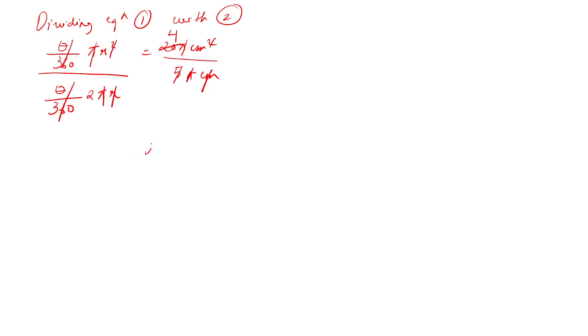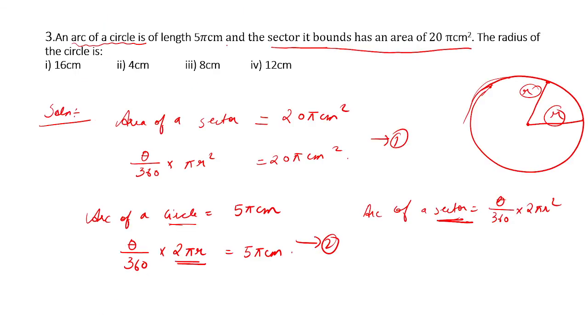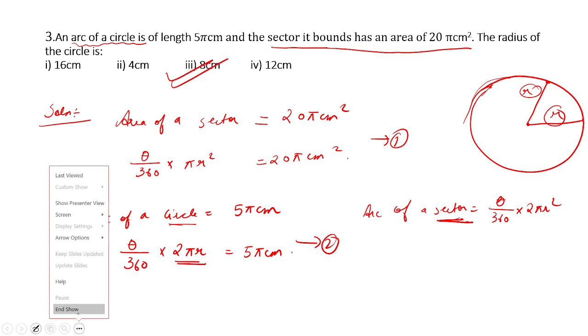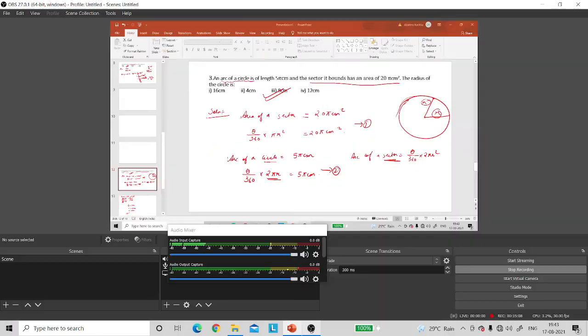So you're left with r by 2 equal to 4 centimeter. So r will become 2 into 4 centimeter. So radius will become 8 centimeter. So that is option number 3. Clear? We have been asked to find the radius of the circle, so 8 centimeter. Okay, so we'll end it here, and I'll do the next remaining questions in the next video.